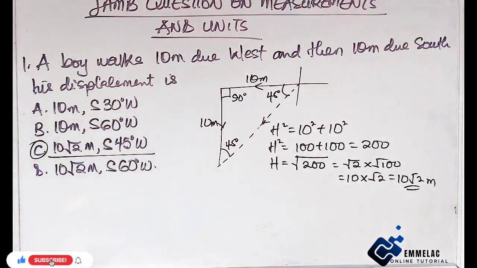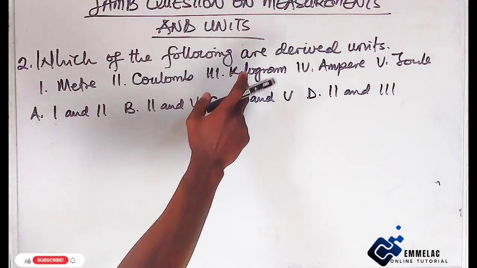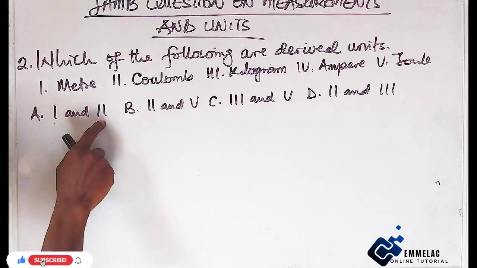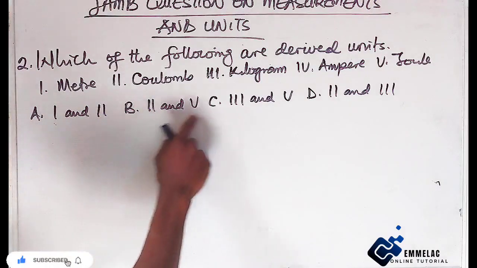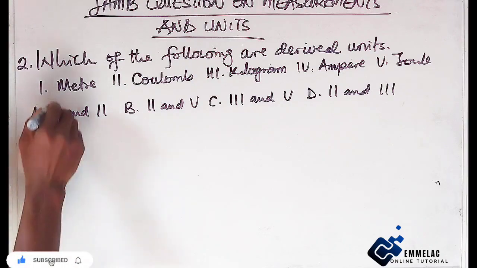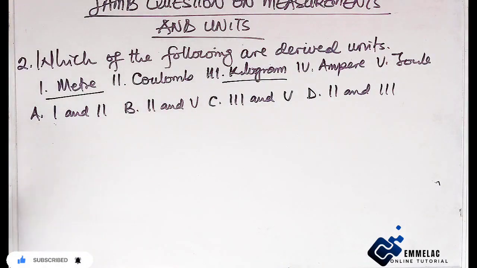Alright, let us move to number 2. Now for number 2, we are told that which of the following are derived units. Here we are given meter, we are given coulombs, we are given kilogram, ampere, and joules. Now we have that A, 1 and 2, B. Now these are just the options, and we know that for derived units, now they are gotten from fundamental units. Okay, and first let us list out the fundamental units here. Meter is a fundamental unit. Now kilogram is a fundamental unit, and amperes is a fundamental unit.